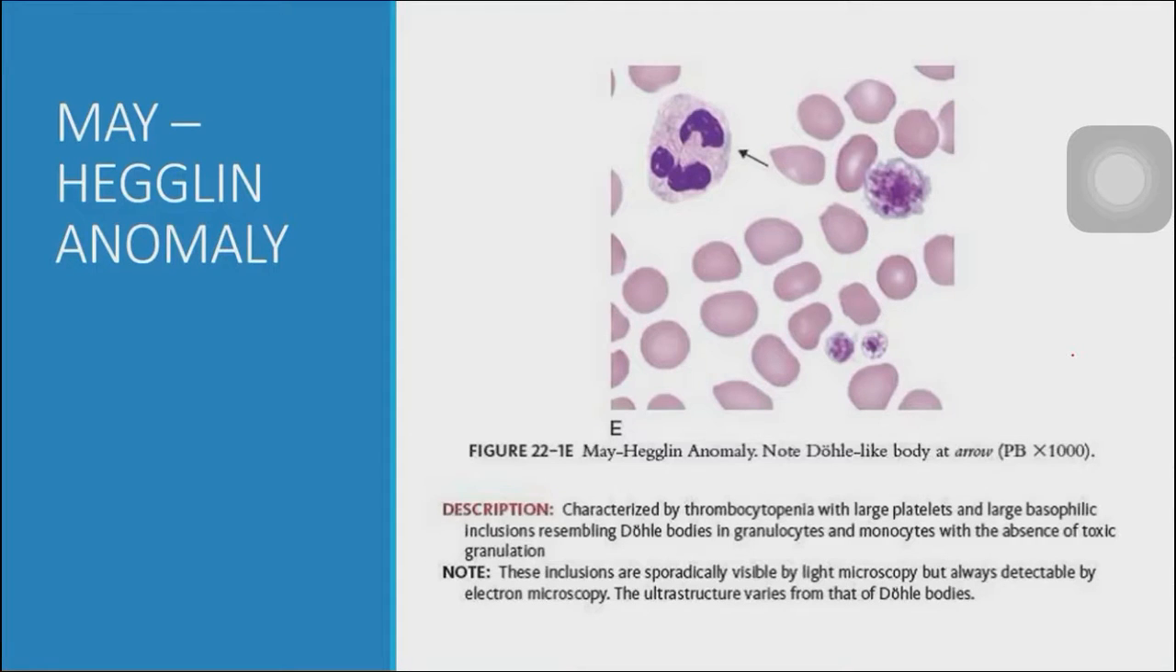So what is May-Hegglin anomaly? May-Hegglin anomaly is characterized by thrombocytopenia, a low platelet count, with large or giant platelets. Don't forget that. So what is the effect of May-Hegglin anomaly on WBC function? None. It has no pathologic significance, so the function of WBCs remains normal in May-Hegglin anomaly.